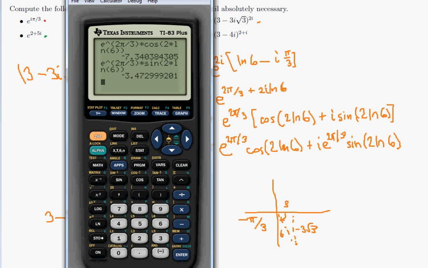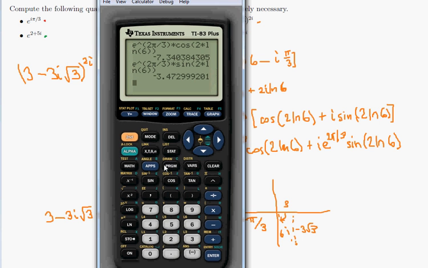Okay, now let's see if this actually works out. So plugging in, we get 3 minus 3i times the square root of 3, raised to the 2i.